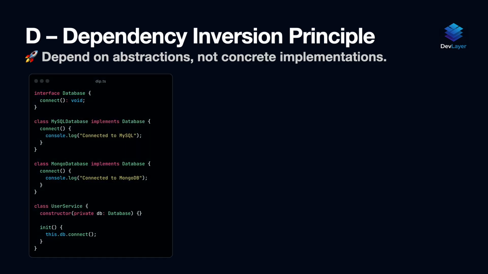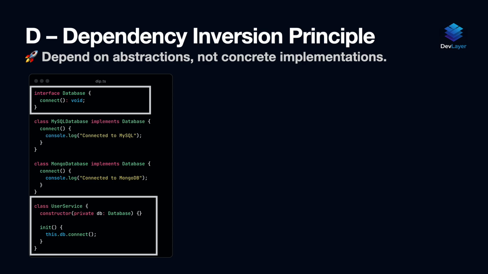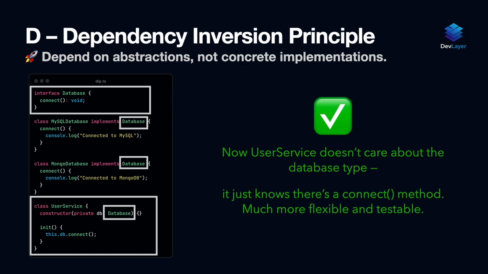A better design is to invert the dependency. Let UserService depend on an interface, not a specific class. So we can have a Database interface which can be directly used inside our UserService class, and this Database interface can be implemented by our database classes. This is exactly how dependency injection frameworks work under the hood, like in Angular, Nest.js, or other frameworks.